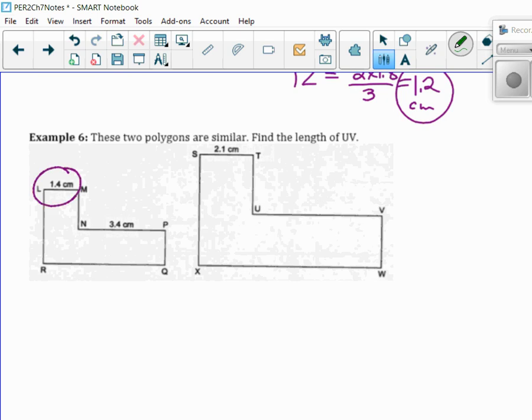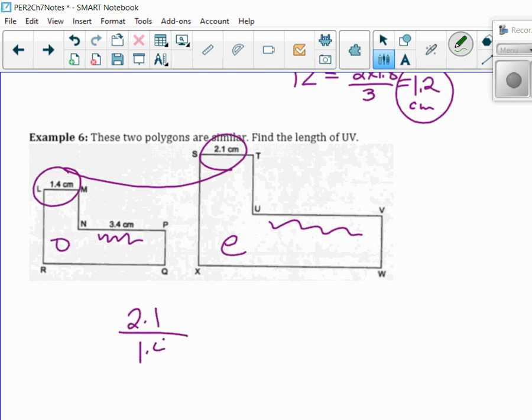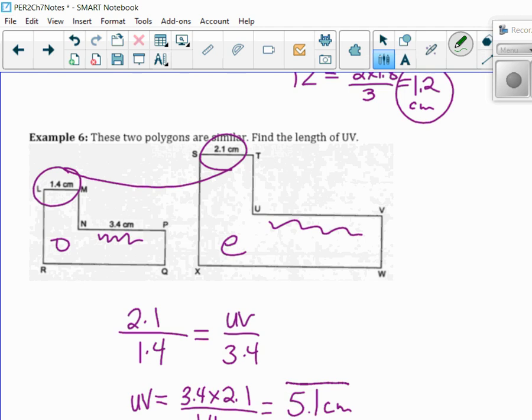This corresponds with this because it's saying it's similar, which means this side is going to correspond with UV. Again, I'm doing enlargement over original. So 2.1 divided by 1.4 gives me a scale factor, and then I need to figure out the other scale factor setup, which is UV over 3.4. Because the scale factors are the same, I can do a cross multiply and go 3.4 times 2.1 divided by 1.4, and I get 5.1, and that would be centimeters again. Perfect.